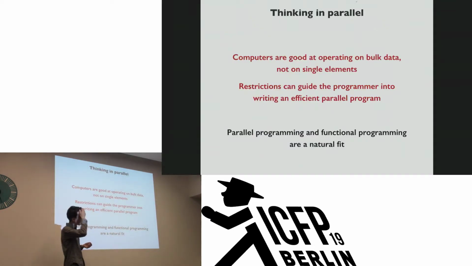So if we're thinking about how to design programs that will operate efficiently in parallel: computers are good at operating on data in bulk. They're not good at operating on single elements at a time. So we need a language that would encourage working on data in bulk. Even low-level systems languages like C are not really good at this kind of thing. They still focus on operating on individual elements, not on data in bulk.